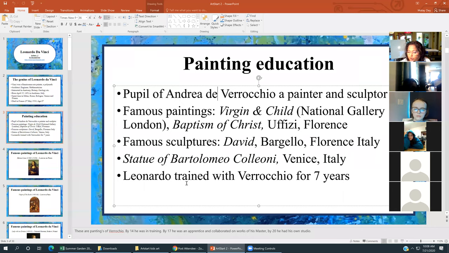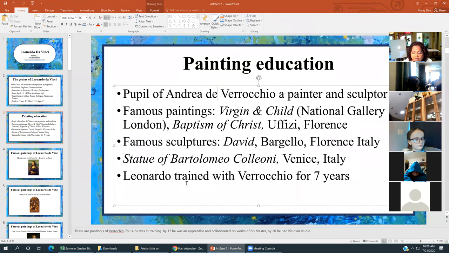So Leonardo trained under Verrocchio for about 7 years. He started training with him at the age of 14. Some of you might be 14. And so you are now taking this course and you're learning about these great artists. So it's sort of like, he started learning when he was 14, but by the age of 17, he became an apprentice.